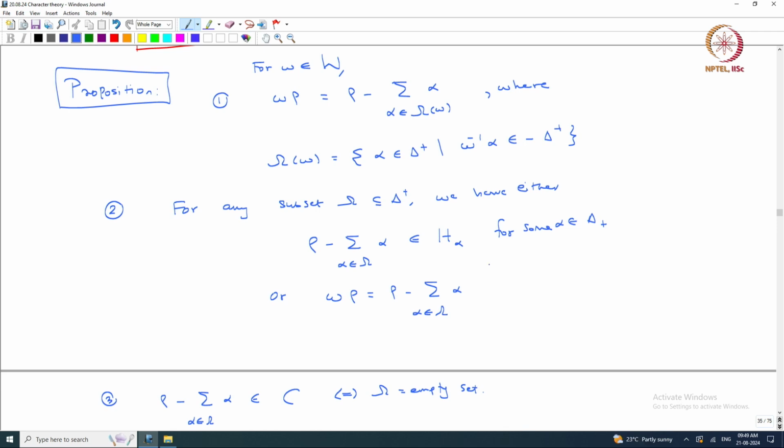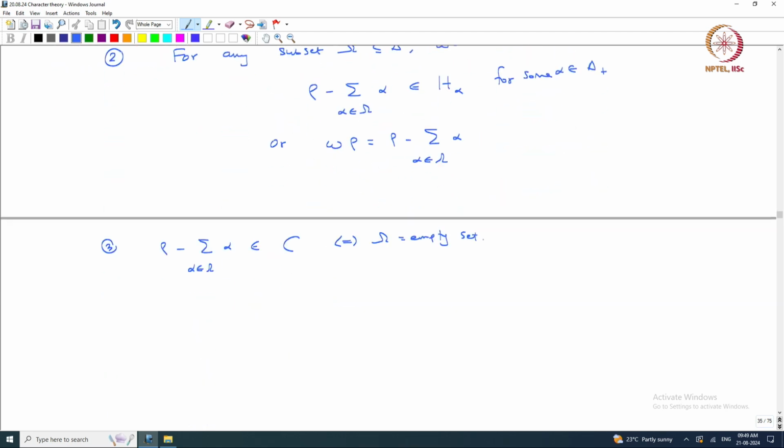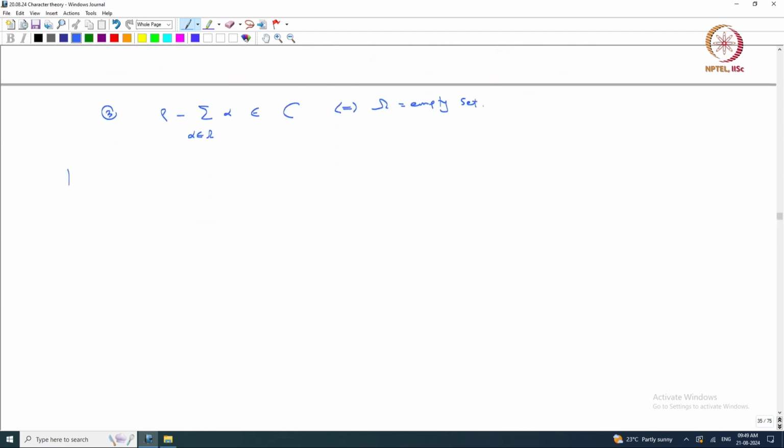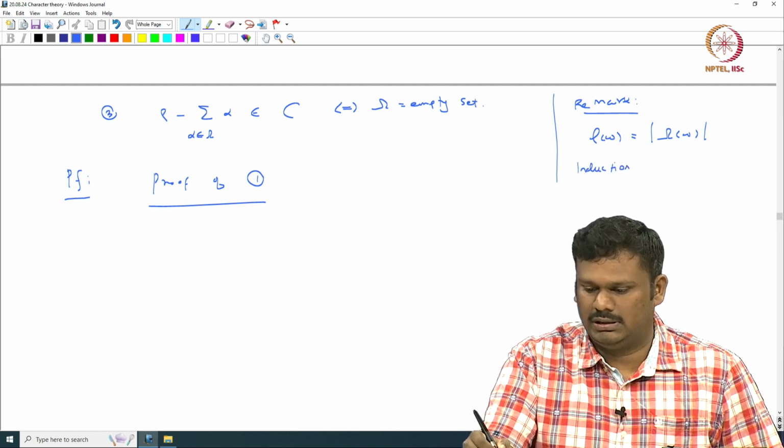The first statement can be proved in many ways. If you know that the length of W is the same as the cardinality of omega of W, you can use induction on that and then prove this. We are not going to see that proof, so we will prove it straight away. Proof of 1. One remark: one can take the length of W to be the cardinality of omega of W, then use induction on this length of W to prove the first statement.